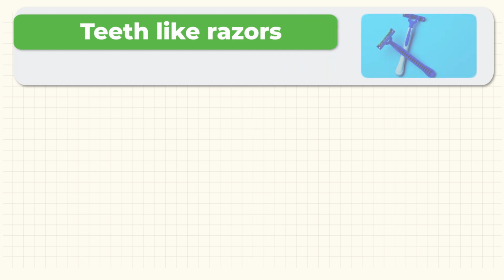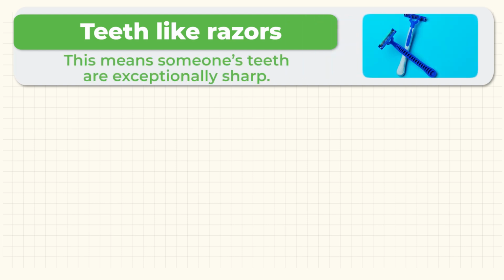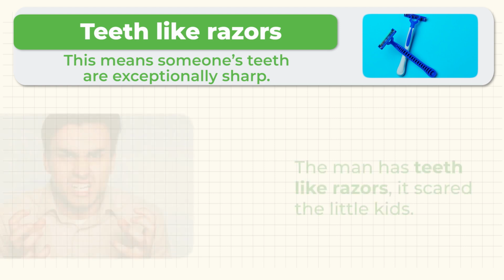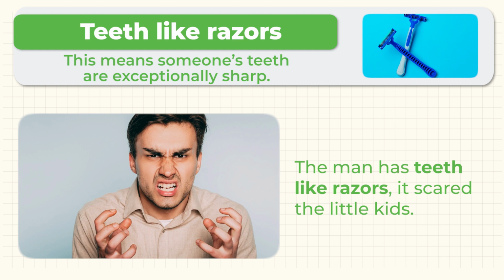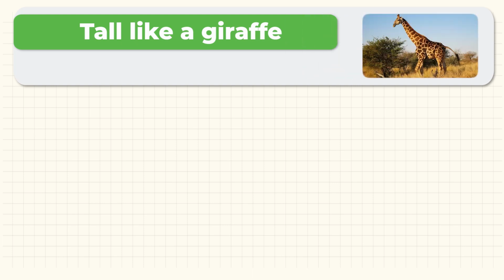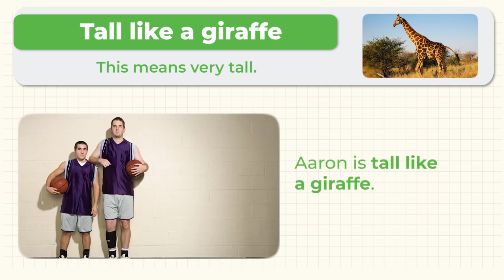Teeth like razors. This means someone's teeth are exceptionally sharp. The man has teeth like razors. It scared the little kids. Tall like a giraffe. This means very tall. Aaron is tall like a giraffe.